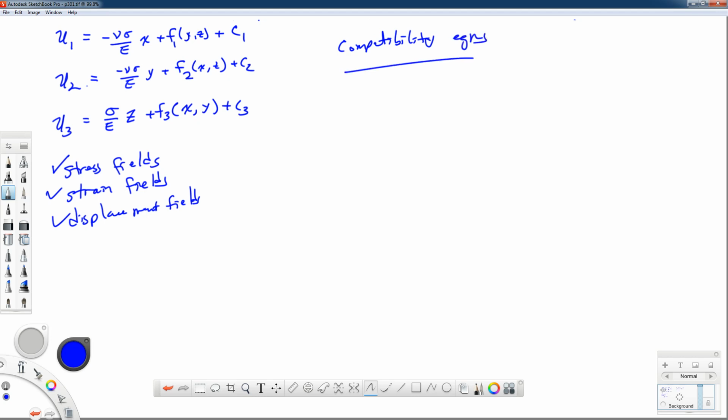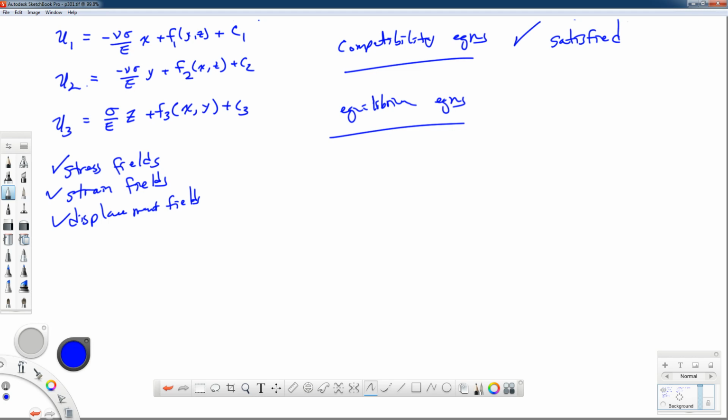Now, compatibility equations are second order in the strains. And at most, since our displacements are first order, our strains are going to be constants, so compatibility equations are satisfied. And we need to check our equilibrium equations. Equilibrium equations are cast in terms of stress.